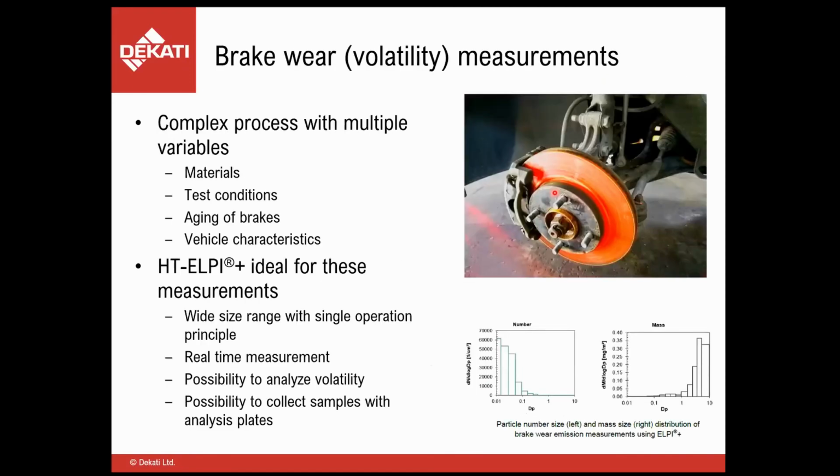The last application which is vehicle related is for the brake wear measurements, where the high temperature LP can be used otherwise, of course, for the brake wear particulate measurements, but specifically the high temperature LP can be used to measure the volatility of the particles produced from the brakes, or most likely from the brake pads, because a number of different materials are used in the brake pads, and some of them are more volatile and some of them are less volatile. So the high temperature LP can be used to directly measure the emissions from braking, and also then to see whether those particulates are volatile or not.